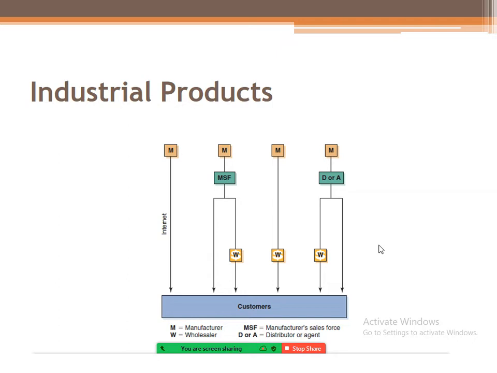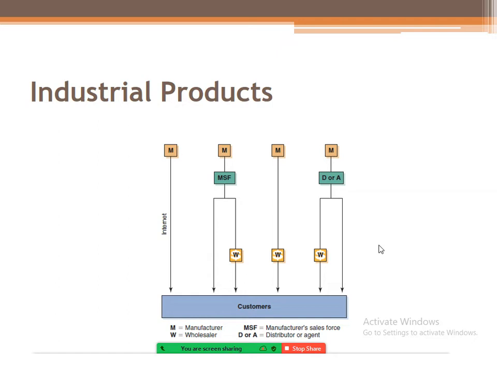Or it can be a combination of these two arrangements. Okay, so a manufacturer can sell directly to wholesalers without using a sales force, or wholesalers in turn can supply various products or assemblies to the consumers or customers.